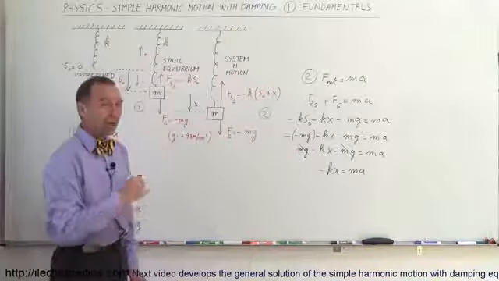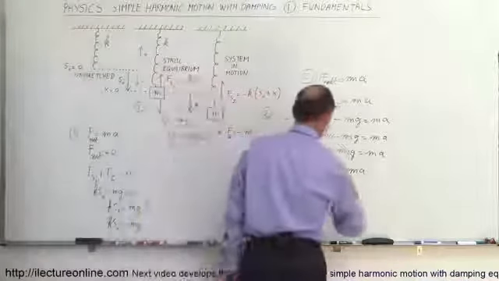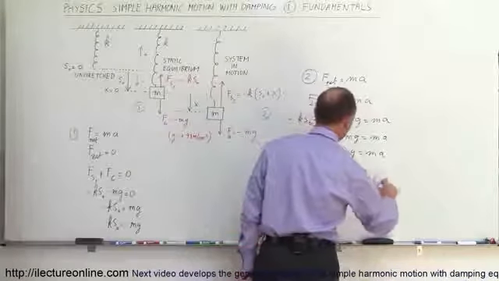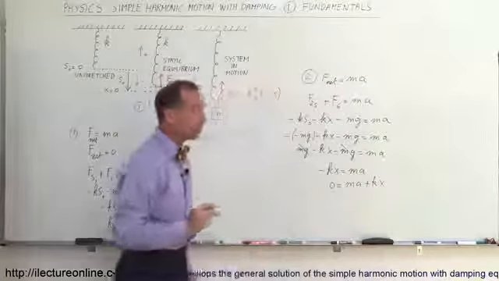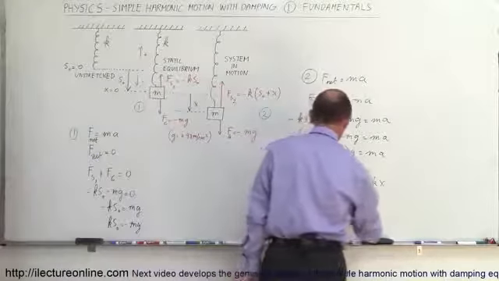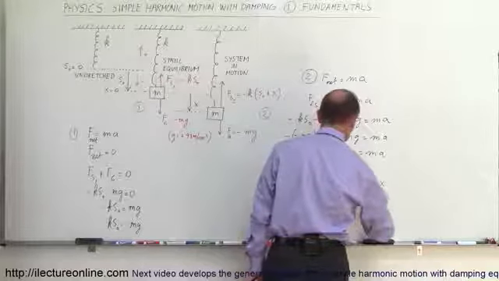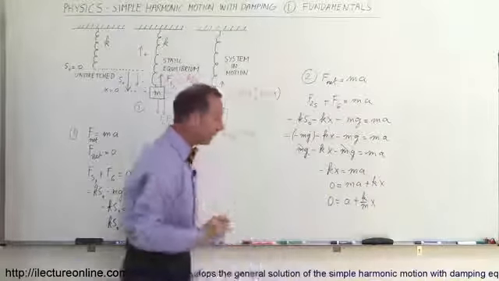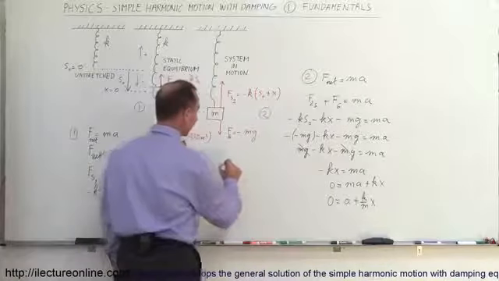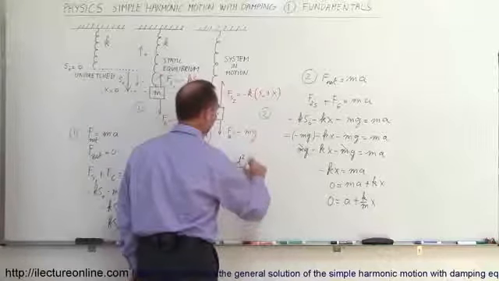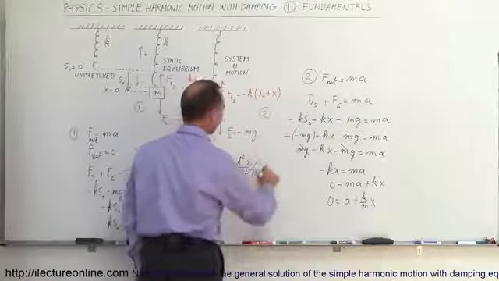And let's see, I can write all that on one side. I can simplify this as saying 0 is equal to ma plus kx. Then what I could do is divide both sides by m, and there's a reason why I do that. You'll see that later. 0 is equal to a plus (k over m)x, and then I could take advantage of the concept that the acceleration is equal to the second derivative with respect to time of position, which can also be written as x double dot.